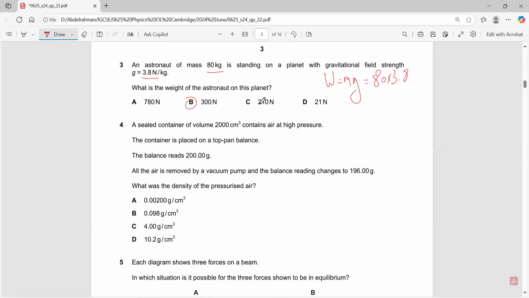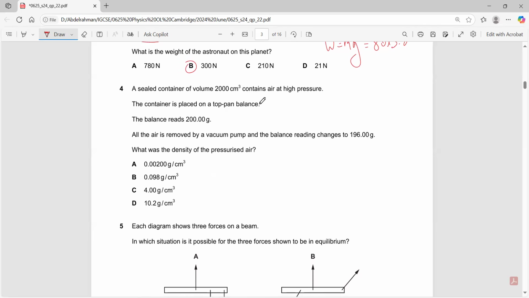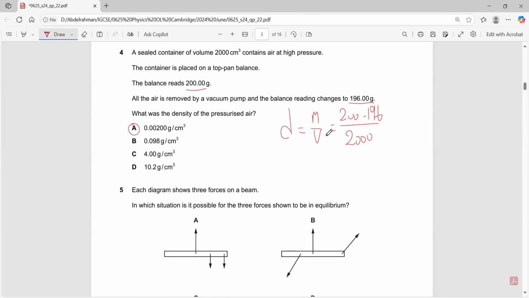A sealed container of volume 2000 centimeters cubed contains air at high pressure. The container is placed on a top pan balance. The balance reads 200 grams. All of the air is removed by a vacuum pump and the reading changes to 196 grams. What is the density? Density equals mass over volume. The mass of the air would be 200 minus 196, divided by the volume, which is 2000, giving you a density of 0.002.